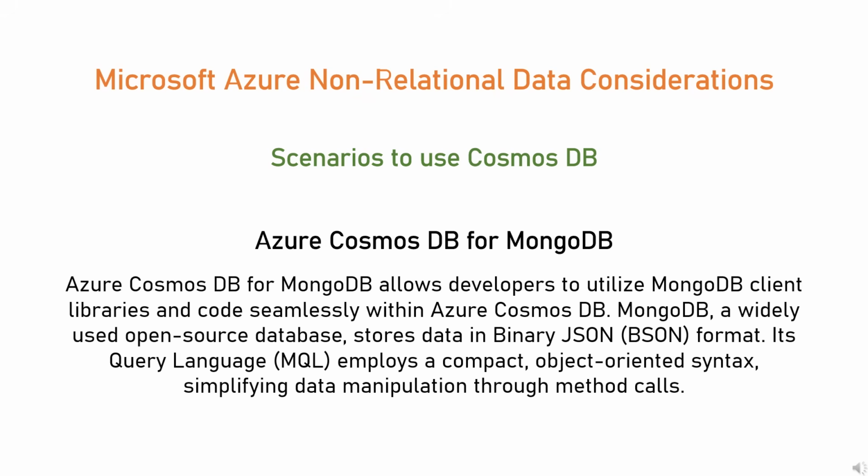Azure Cosmos DB for MongoDB. Azure Cosmos DB for MongoDB allows developers to utilize MongoDB client libraries and code seamlessly within Azure Cosmos DB. MongoDB, a widely used open source database, stores data in binary JSON format. Its query language employs a compact, object-oriented syntax, simplifying data manipulation through method calls.